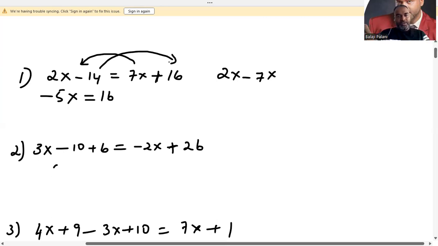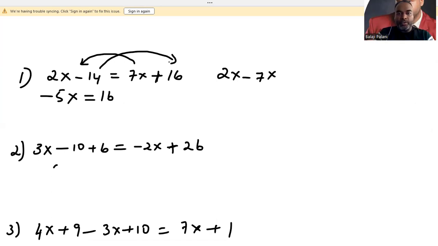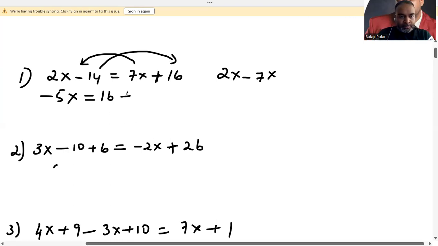Because you got 7x from the right to the left along with the variable on the left, numbers preferably on the other side. So 16 is already here. This minus 14 becomes plus 14. So it becomes 30, right? So minus 5x is 30. So x is equal to minus 30 by 5, which is minus 6. This is one approach, one way of doing it.